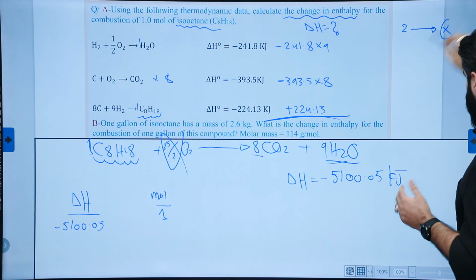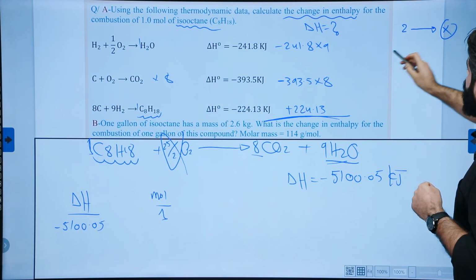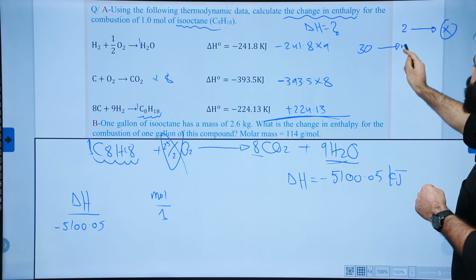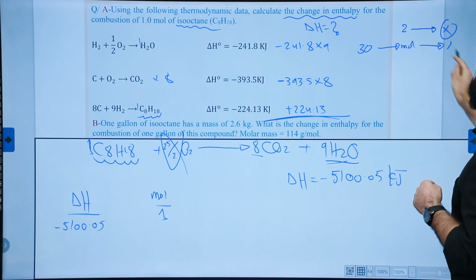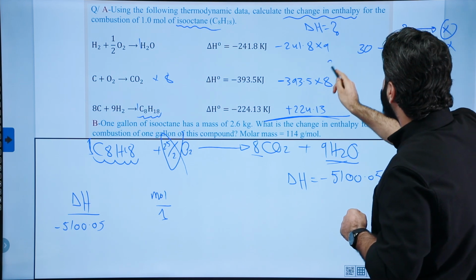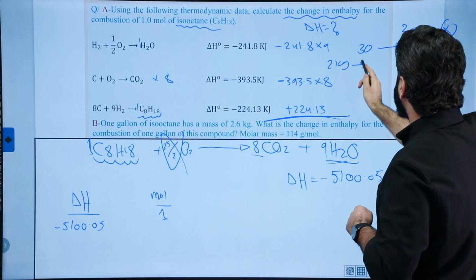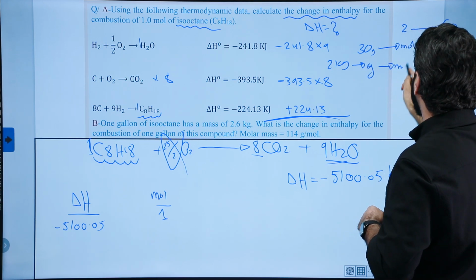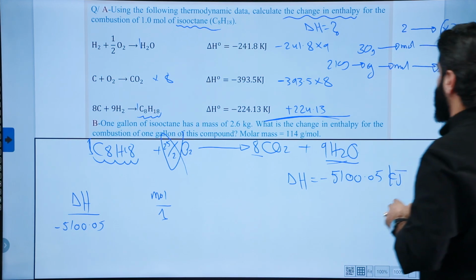Cross product, assume. Good? What if I say for 30 grams? Okay, convert grams into mole, then cross product, right? And how about if I say for 2 kilograms? Convert kilograms into grams, then grams into mole, then cross product.